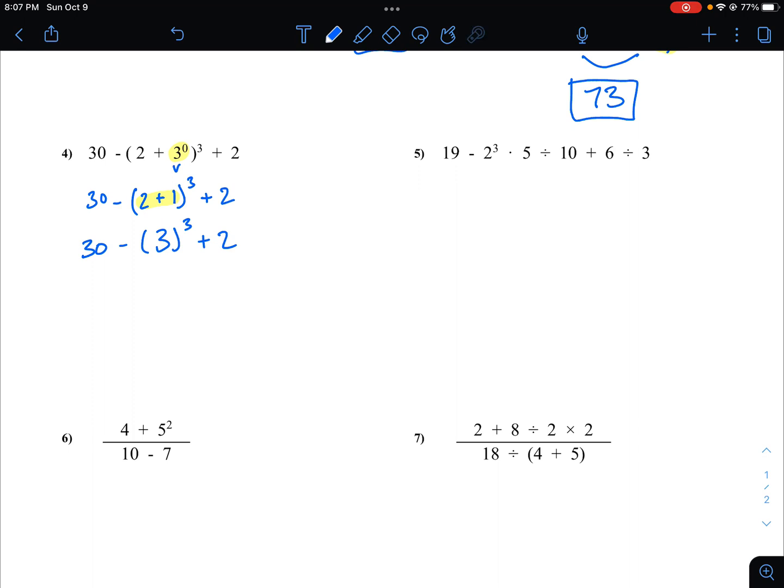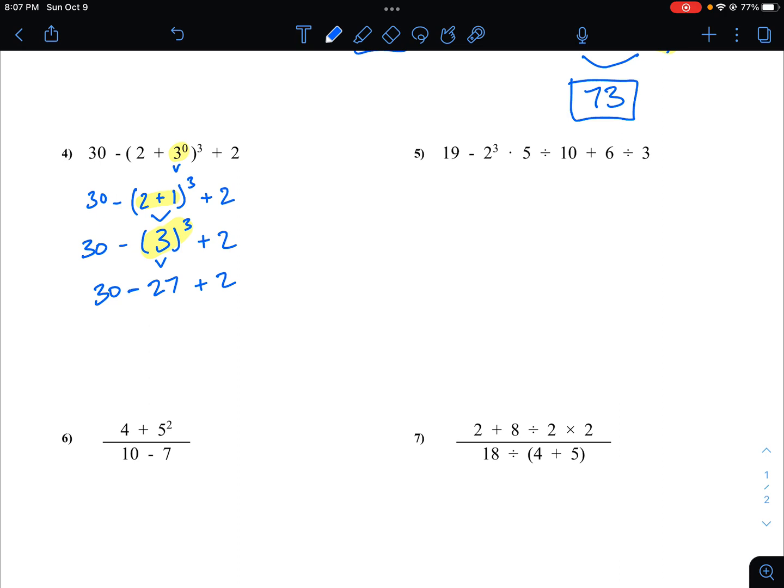All right, I think we are done with everything inside the parentheses, so we do the exponents next. 3 to the third power, which is not 9. It's not 3 times 3, it's 3 times 3 times 3. Remember that, all right? So what is that? That is 27. Bring down the plus, bring down the 2, bring down the 30, bring down the minus.